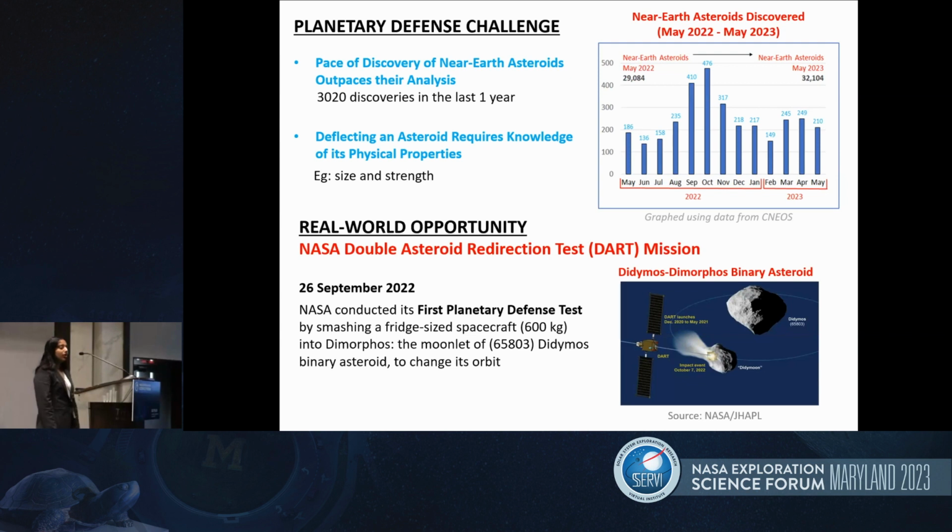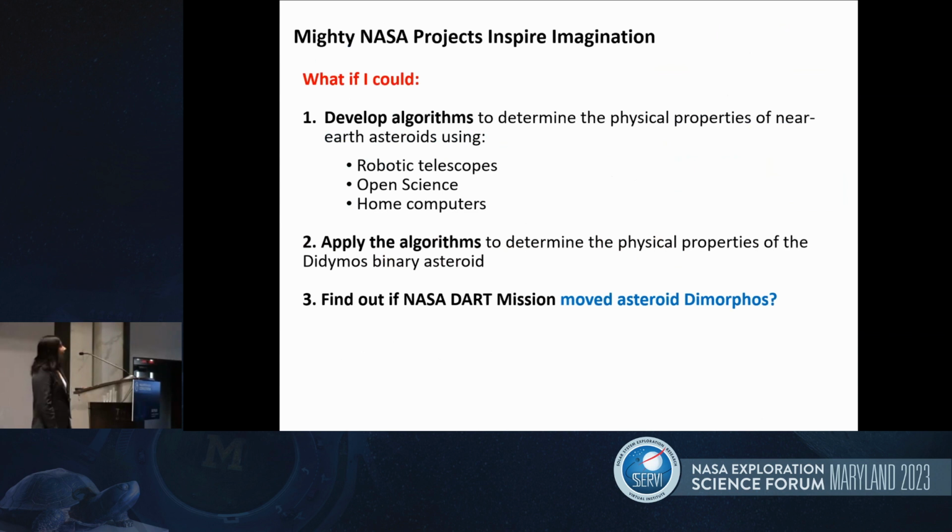I'm sure you guys have all heard about NASA's DART mission, the mission where last year they tried to impact a binary asteroid system that changed the mutual orbital period. Mighty NASA projects inspire imagination, and this made me think, what if I, myself, could create an algorithm to measure the physical properties of near-Earth asteroids? What if I could apply it to the Didymos binary system to be able to measure the physical properties before and after the impact? And finally, what if I myself could actually determine the success of NASA's DART mission?